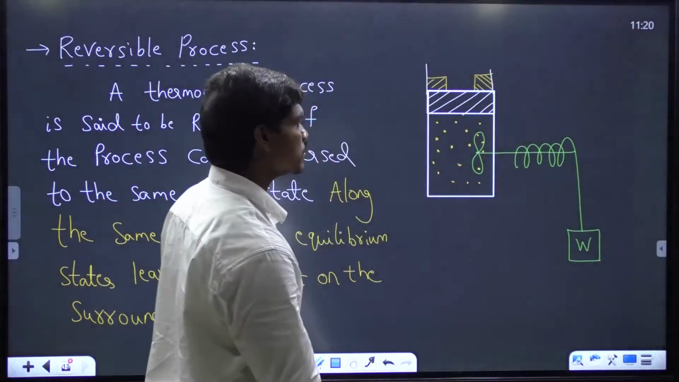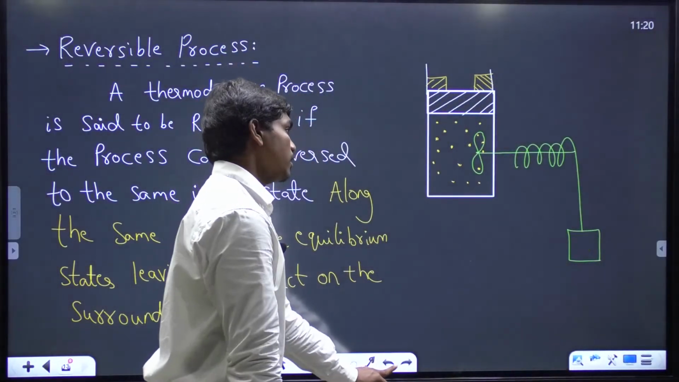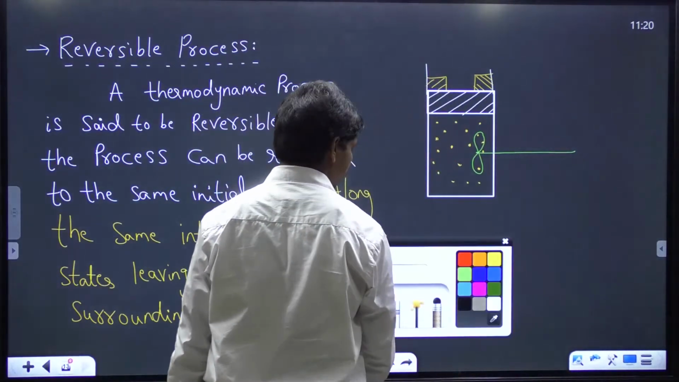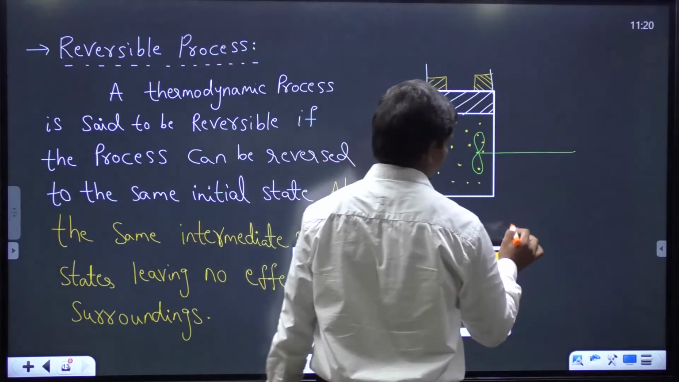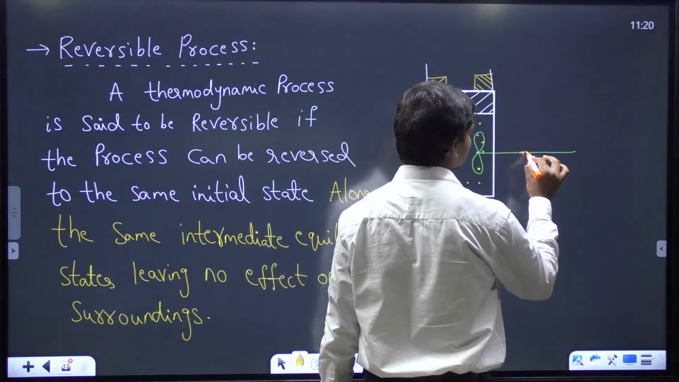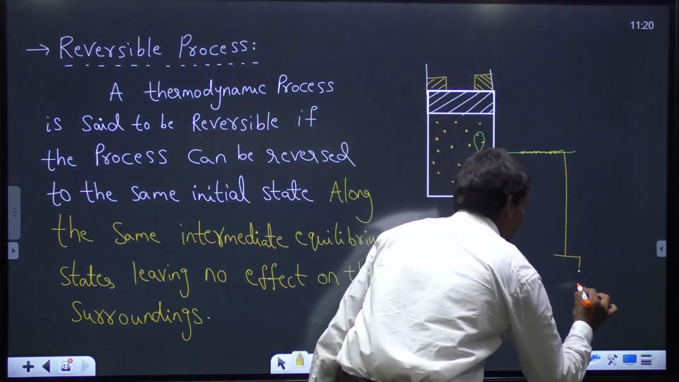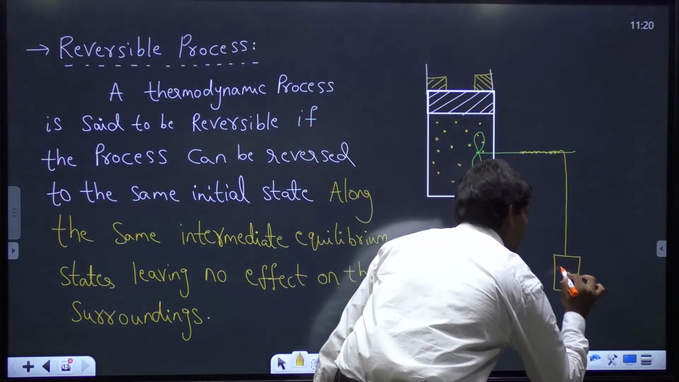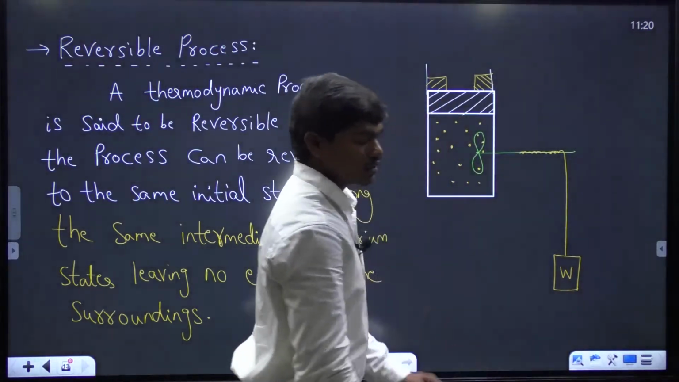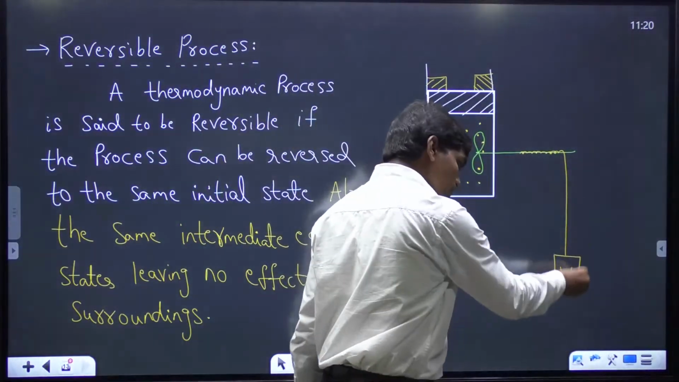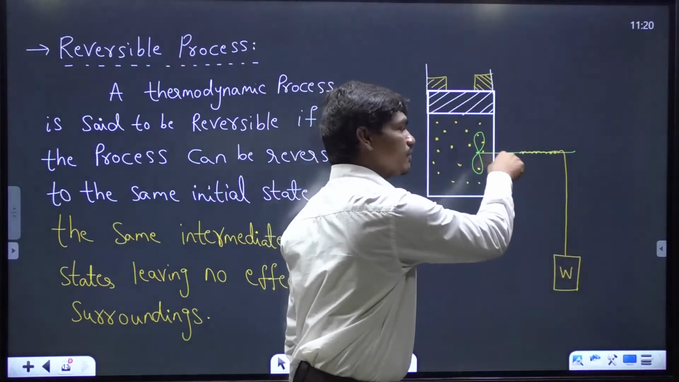Okay, so let us suppose this is the initial. Let me draw things clearly with a different ink so you can see. So now let us suppose you have a paddle wheel which is connected to a weight W. Now one thing I want to tell you, when this weight falls down, definitely this paddle wheel rotates.